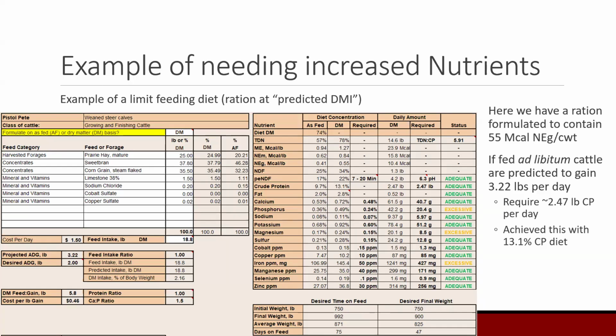If we fed this diet to cattle ad libitum, they would gain 3.22 pounds per day. They would require 2.47 pounds of crude protein per day, and we were able to achieve this with 13.1% crude protein. So if we want to use this diet and feed them to gain 2 pounds per day, we would need to restrict or limit feed or program feed this ration. We could not just let them eat what they want.